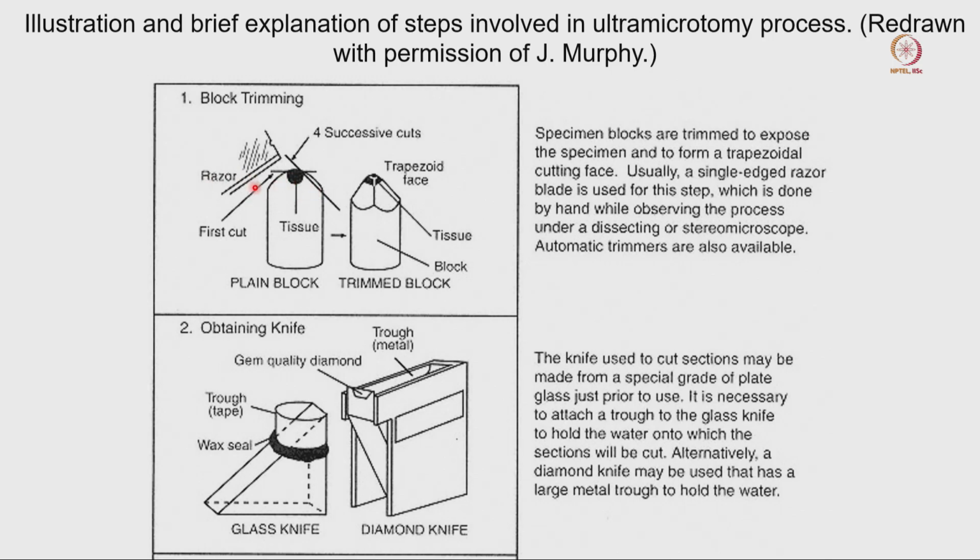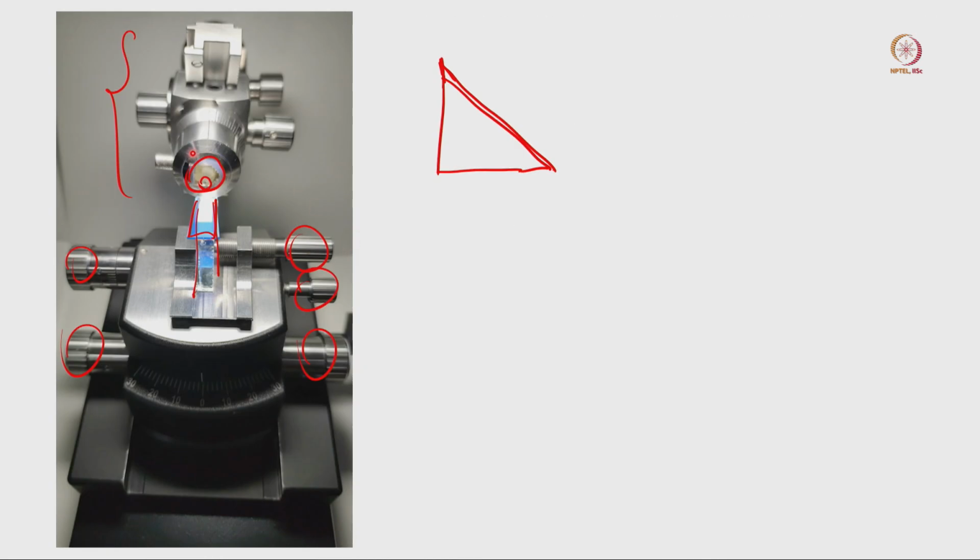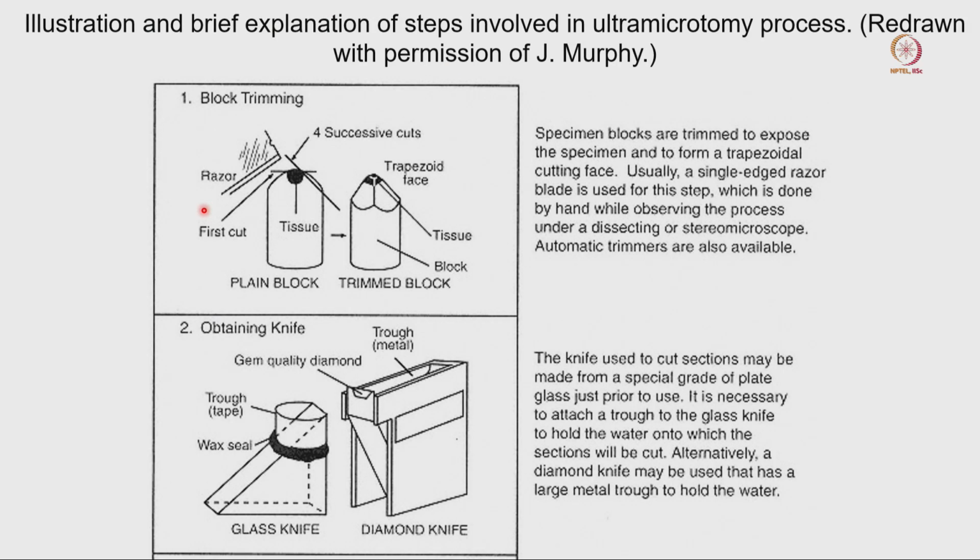So, here we are using a blade and then we are trying to remove this plastics area, and we are making a tissue face, a trapezoid face, which will only focus on that particular tissue, and this is the block. This particular block will go and fit somewhere here, and this is the tissue area which is looking towards this glass knife, which will help us to cut that sample. Now, this is how we make that sample ready.